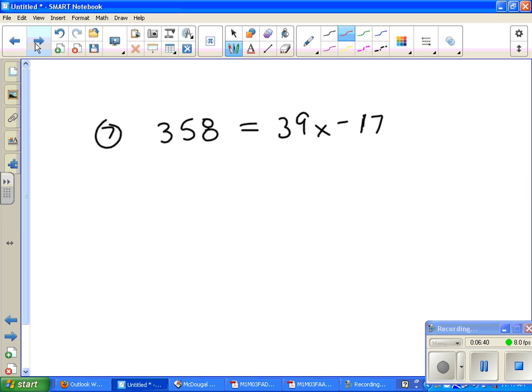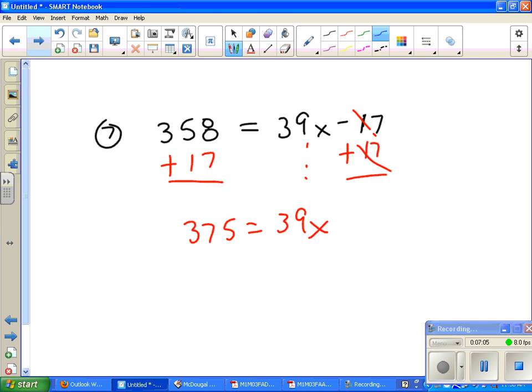Number 7 says 358 equals 39x minus 17. Do the inverse of minus 17, add 17. That'll cancel them out. You add 17 on the right, you need to add 17 on the left side. 358 plus 17 is 375 equals what's left over here is 39x, or 39 times x.